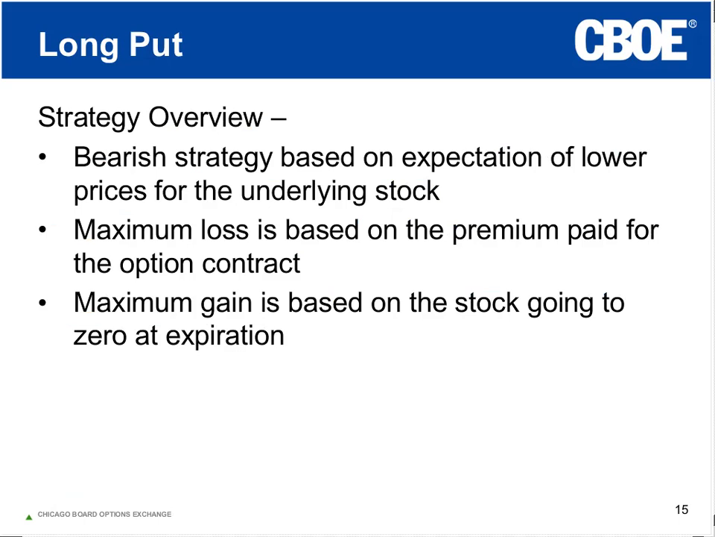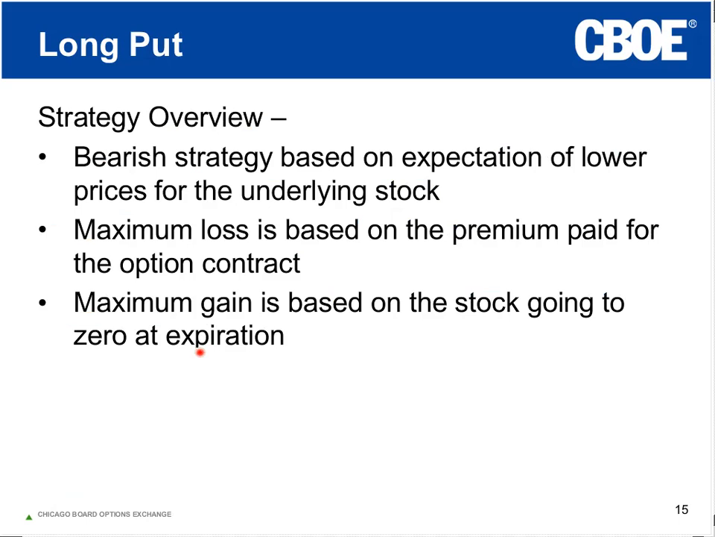Again, this is one of the key pieces of knowledge relative to a long put. The maximum loss, just like with a long call, is limited to the premium that we paid for the option contract. And the maximum gain, remember the maximum gain for a long call was theoretically unlimited. The maximum gain for a long put option is theoretically substantial. There's a couple of $2 words there. The maximum gain is based on the stock going to zero at expiration, and we'll take a look at that.